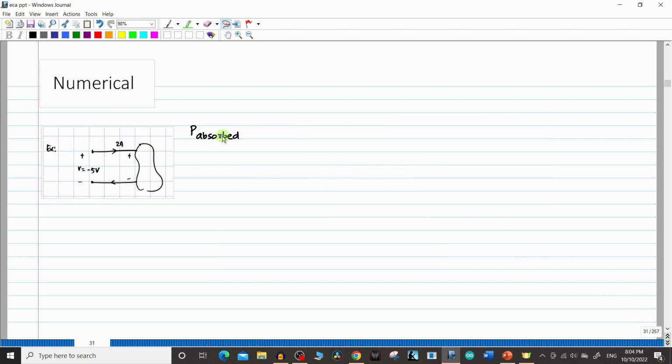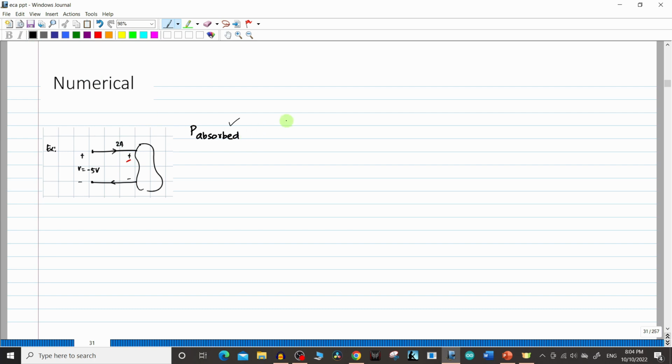So the first numerical, you have to find what is the power absorbed. This is always important. You have to always see what is the question being asked. You have to find the power absorbed, not the power generated. As per the sign convention, you can see that the current is entering the positive terminal, right?